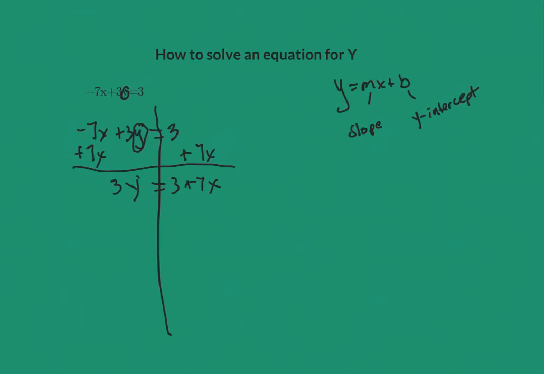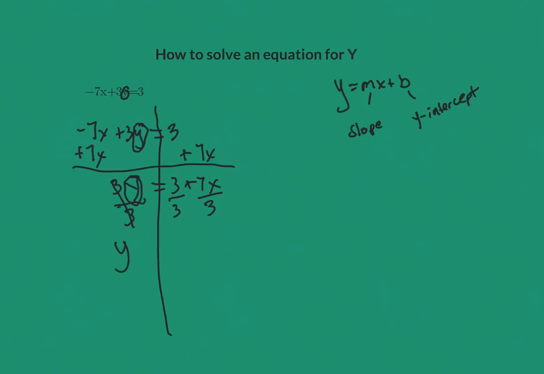Now I'm going to circle the y because that's my goal. I want to get it by itself, and now it's being multiplied by 3. So the opposite of multiplying would be to divide. If I divide this term by 3, I must divide all the other terms by 3 as well. So 3 divided by 3 is going to cancel out and give me 1y. I could write the 1, but I usually don't.